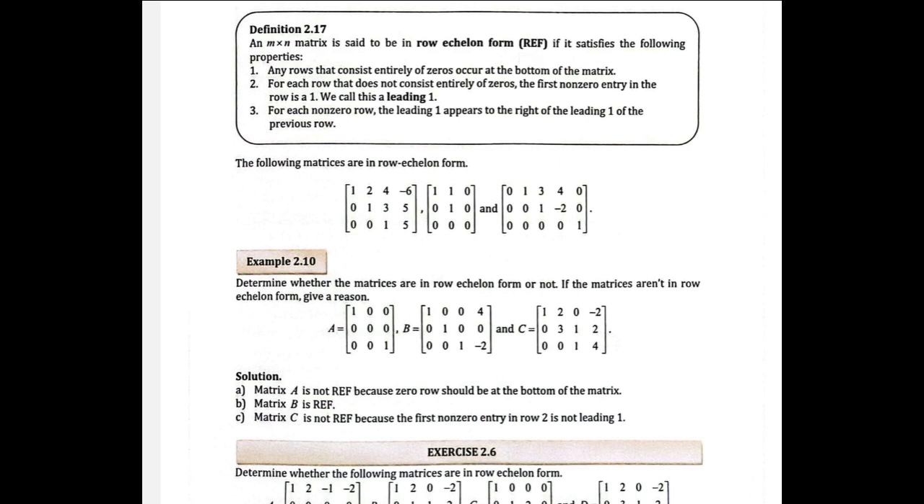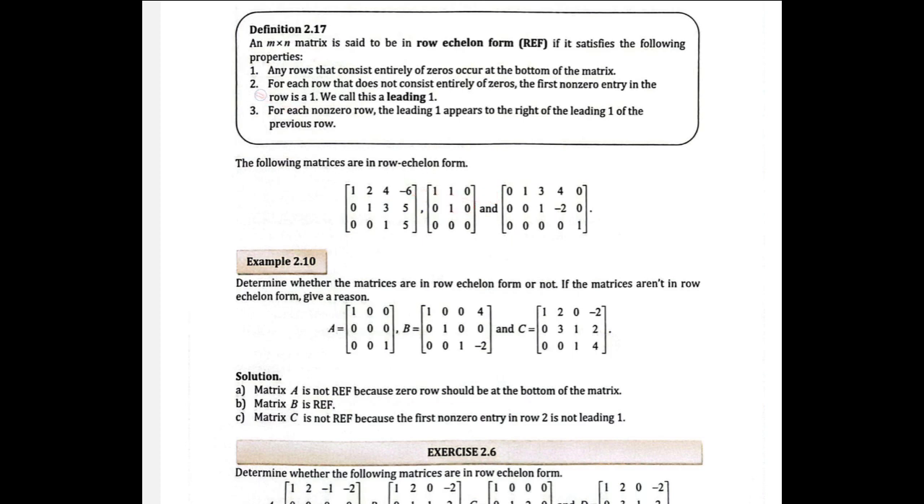Firstly, of course, we look at rows. That's why the name is row echelon form. Any rows that contain entirely 0 occur at the bottom. So if you have a row that is entirely 0, like this, it should be at the bottom of the matrix. It cannot appear at the second or the first. It should be at the bottom.